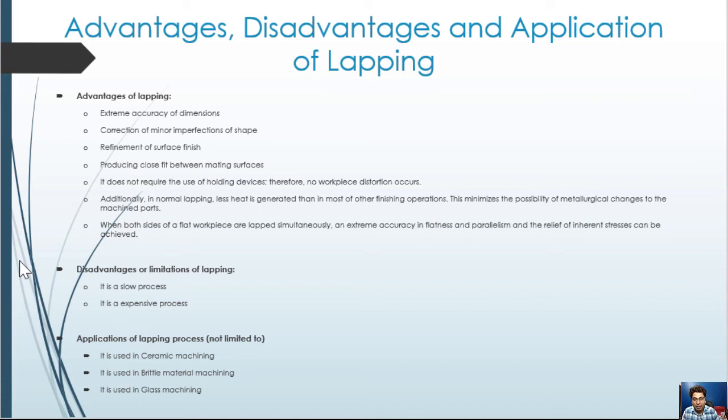Now, applications of the lapping process, some of them are listed over here, and they are not limited to these. It is used in ceramic machining, brittle material machining, glass machining, etc.